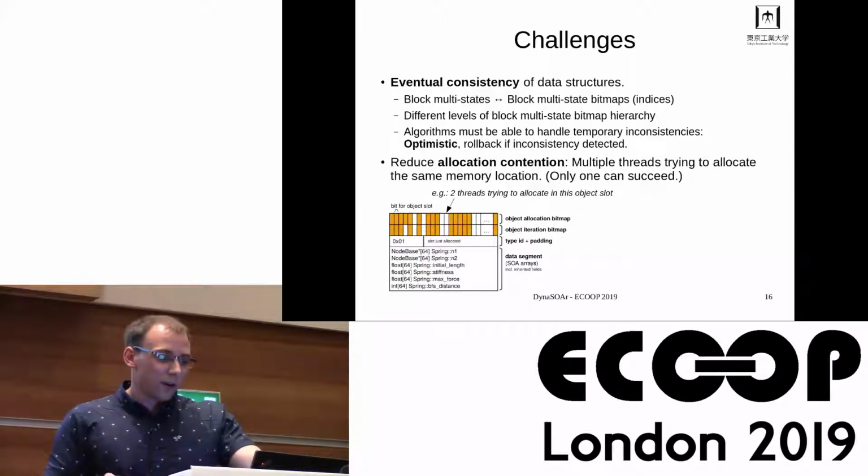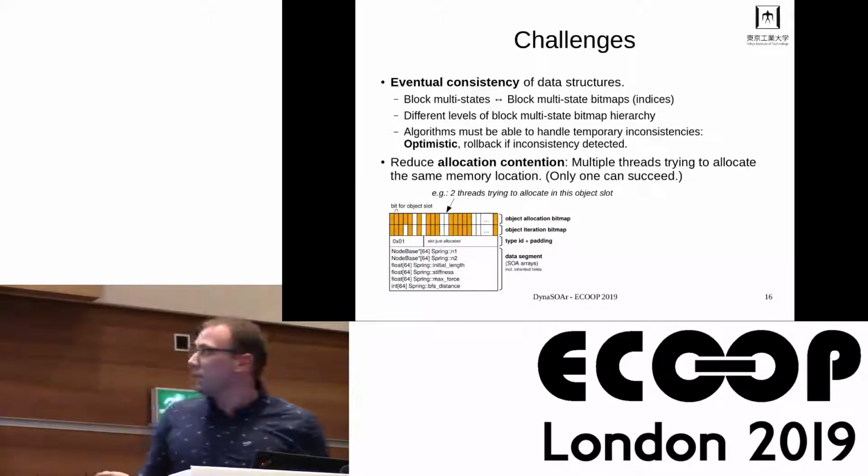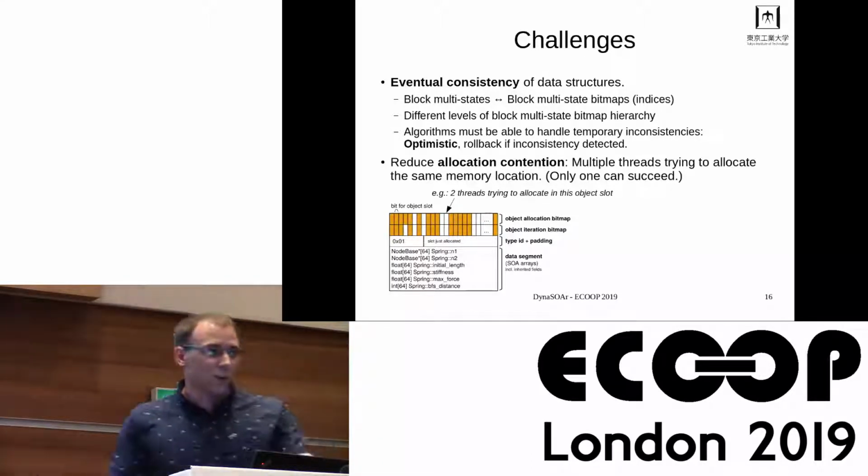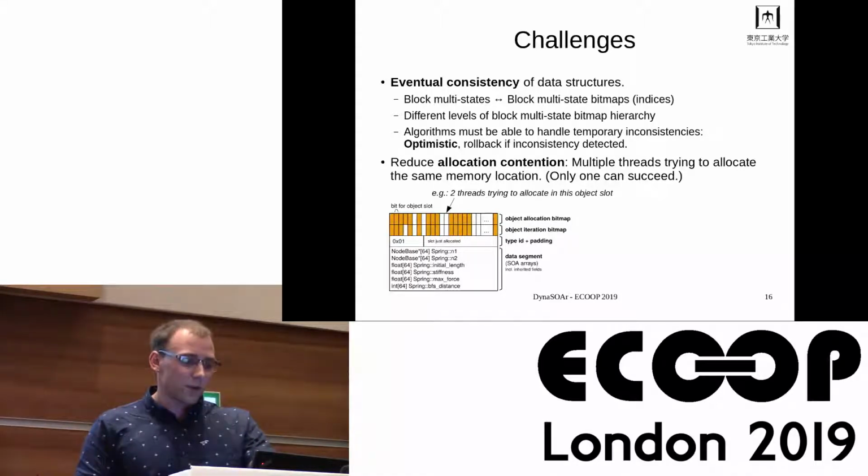Now, also allocation contention is a problem. So 2 threads may try to allocate this same object slot, and that is a problem. Only one of them can succeed, the other one has to retry.